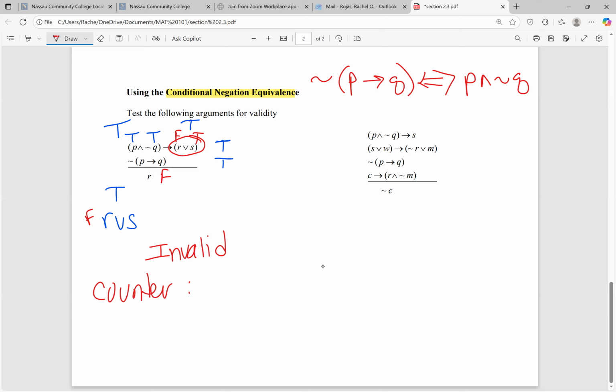And the counterexample would be the following. So we have P, Q, R, and S. We know P is true. We said that not Q is true, so Q is false. And in order to have a false conclusion, that would mean R is false. And if R is false, that makes S true. So that would be my counterexample.